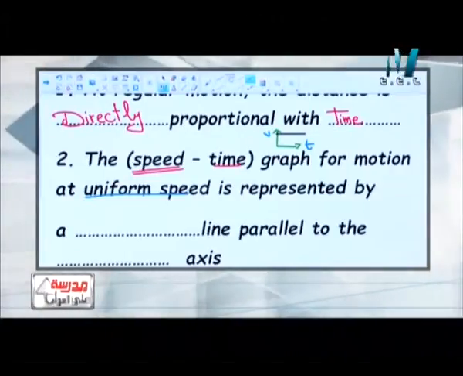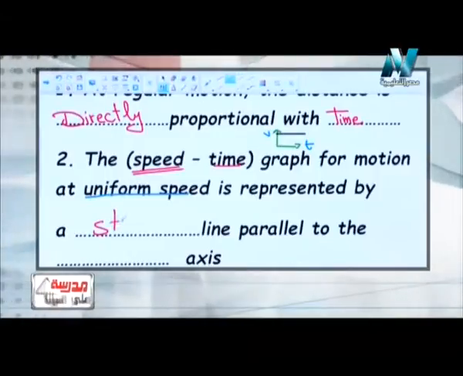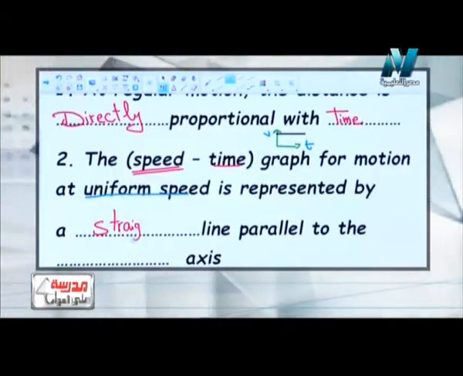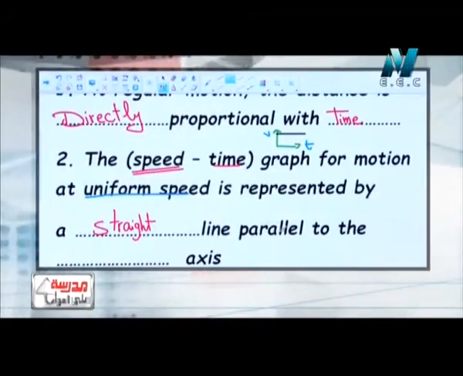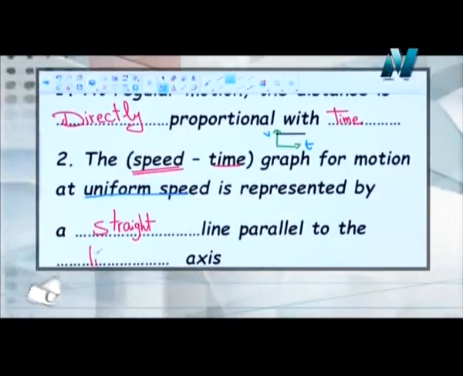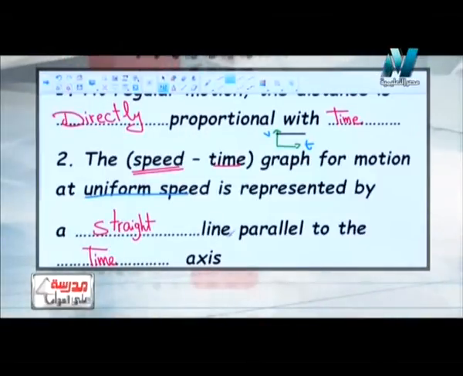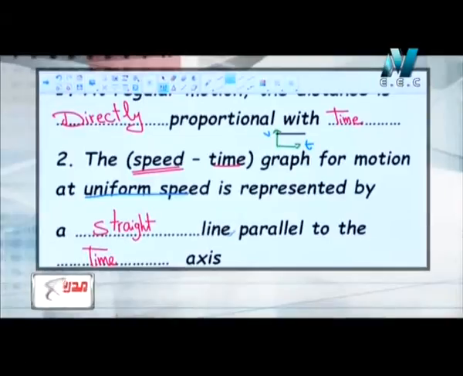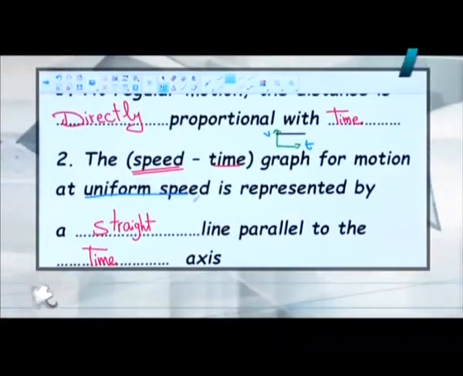So I will say that it is represented by a straight line parallel to the time axis, because there is no change in the speed, or we have constant speed.